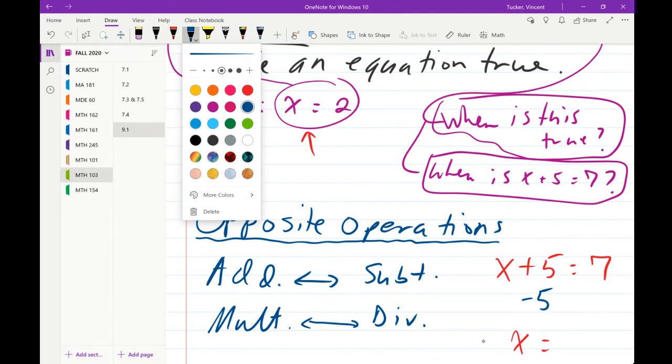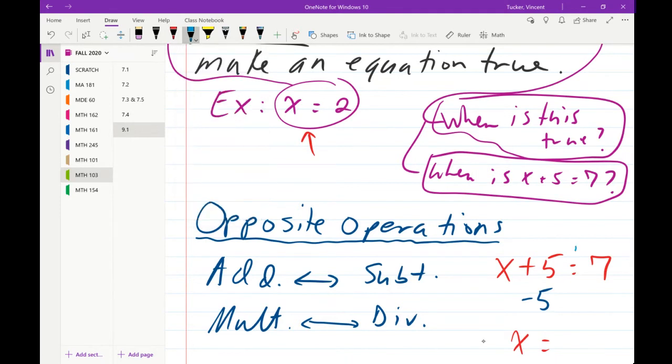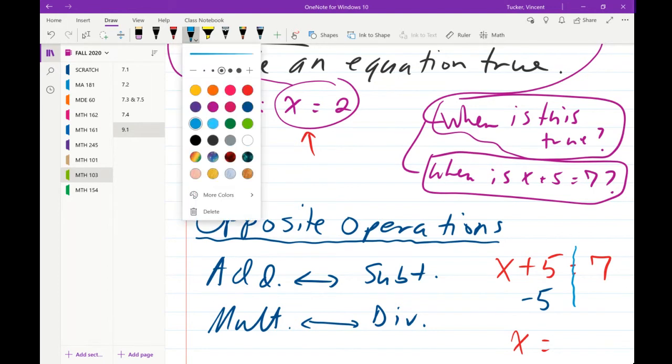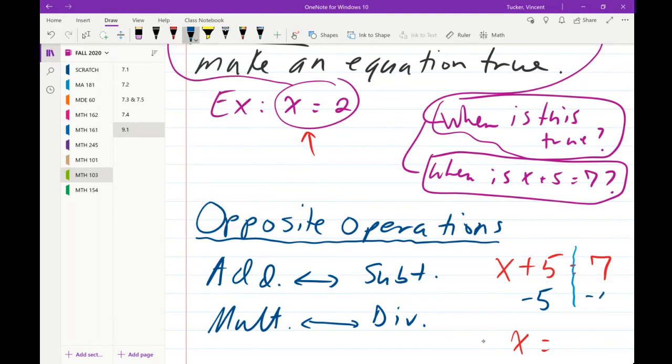Now also your equation is being split up into two sides, the left side and right side of your equal sign. Whatever you do to one side of your equal sign, you have to do to the other in order to keep your equivalency. So if I minus 5 on the left side of my equal sign, I need to also minus 5 on the right side. So the 5's cancel out on the left, leaving me with just x. 7 minus 5 is the 2 that we already knew was the solution for that equation.